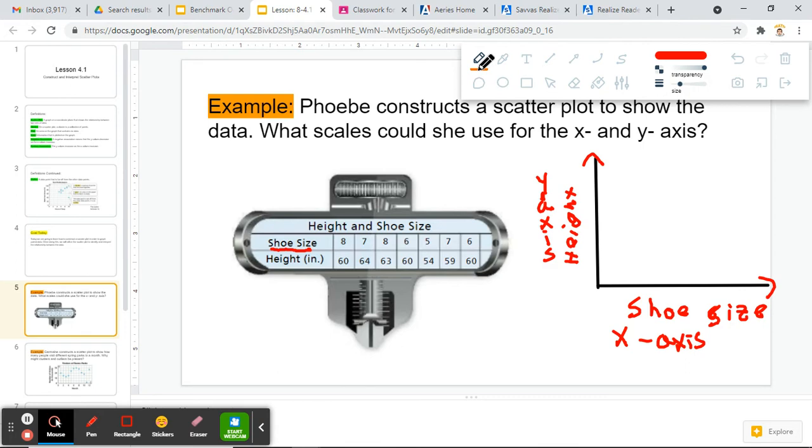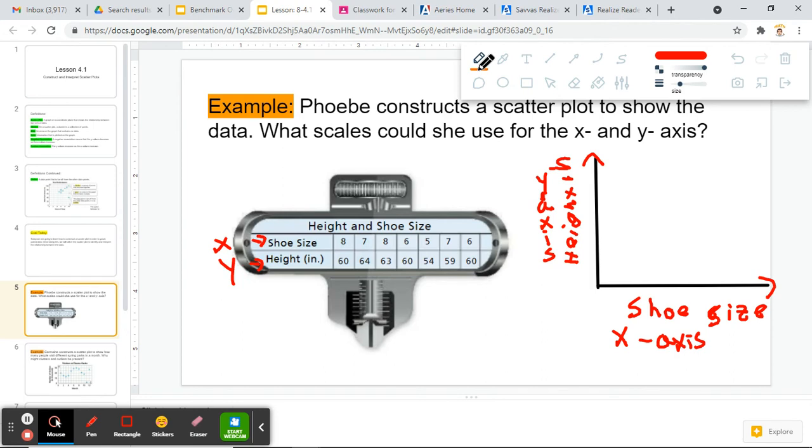It's terrible, but you know what I mean. And this is in inches. This is our height. So our shoe size and then our height. Whenever we have a table like this here, your x-axis is usually the one that comes first. So this would be our x-axis and this would be our y-axis. So the x comes before the y.